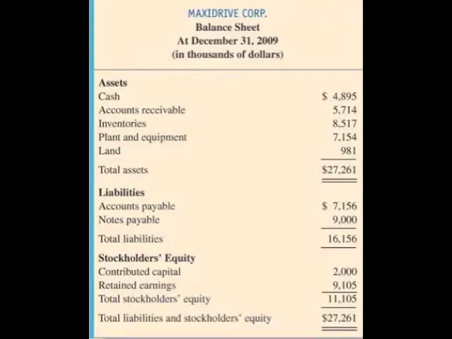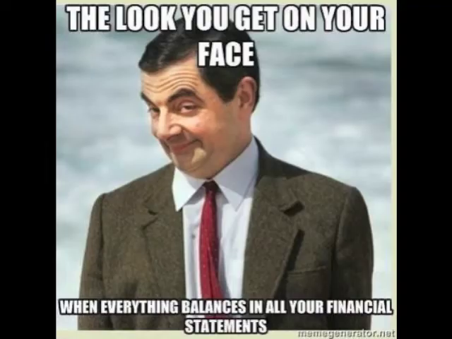So here, the total assets equals $27,261, and the total liabilities and stockholders' equity also equals the same. And remember, they always have to balance.